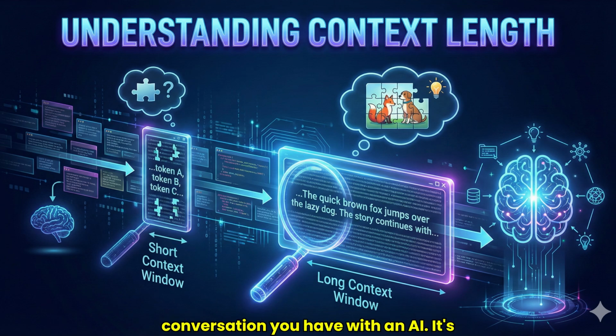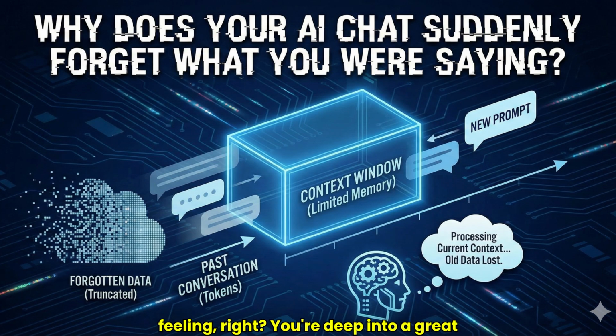Today we are going to dive into a concept that's at the very heart of every single conversation you have with an AI. It's called context length. You know the feeling, right? You're deep into a great conversation, you're feeding the AI all this great detail, and then suddenly, poof, it's like it has total amnesia. It's a super common frustration, and we're about to solve the mystery of why that happens.